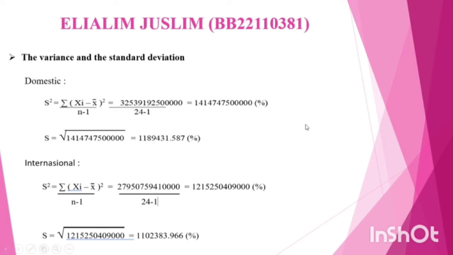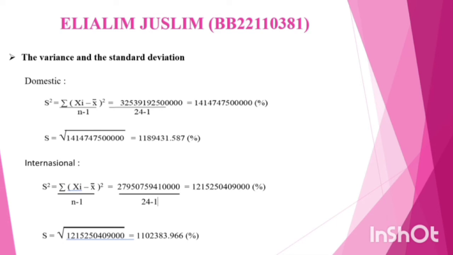Since the question had mentioned a portion of the data, meaning part of the data, I am using the sample formula. From the slide, the variance and the standard deviation of domestic is 1189,89431.587%, and for the international is 110238.966%. Based on the calculations, the variance and the standard deviation of domestic is more than international.